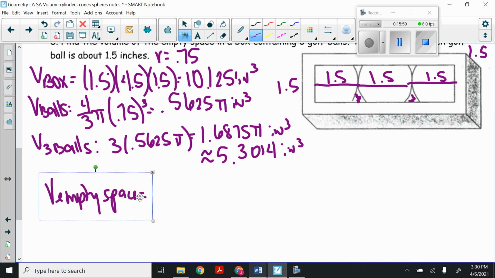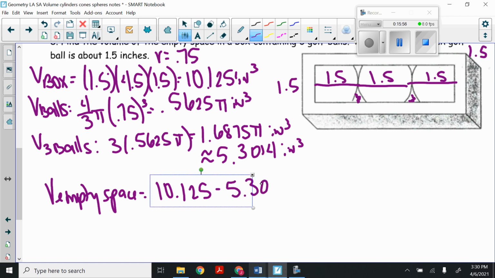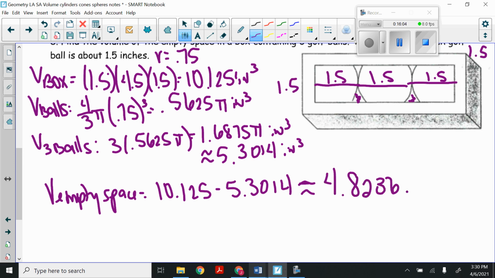So the volume of the empty space is equal to the volume of the box, 10.125, minus the volume of the 3 golf balls, 5.3014, gives us approximately 4.8236 cubic inches of empty space. So that takes care of lateral area, surface area, and volume of cylinders, cones, and spheres. Tomorrow we will look at pyramids.